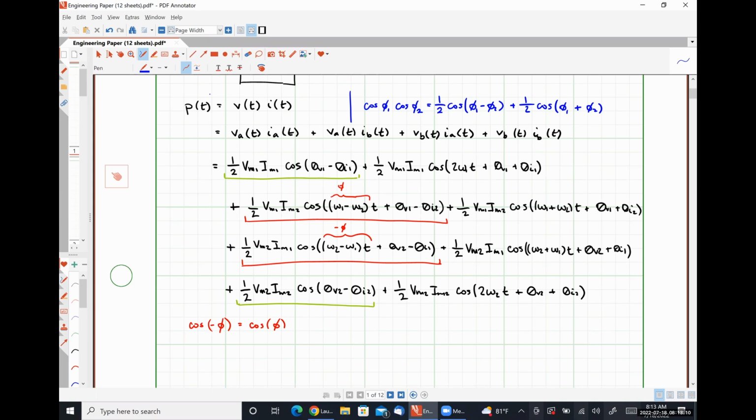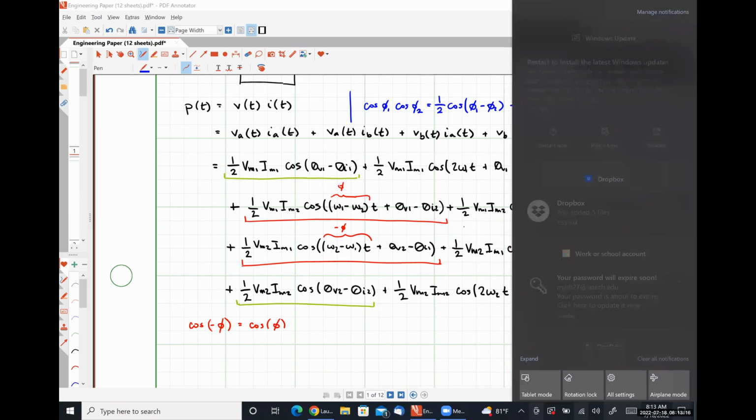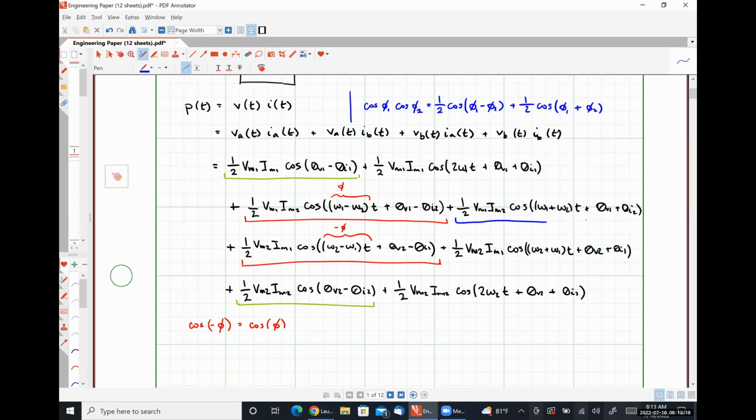And then we have this guy right here, cosine (omega 1 plus omega 2) times t. This guy right here also has an angular frequency of omega 1 plus omega 2, so they could be combined together. And then finally, we have this guy right here, which is at a frequency of twice omega 1.